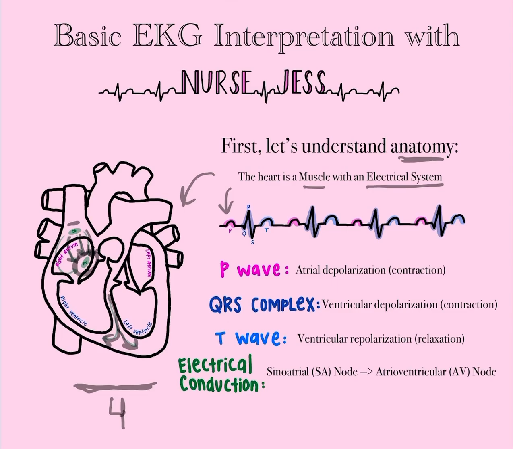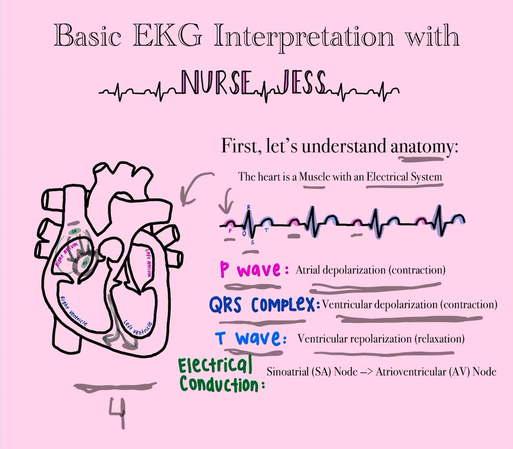Now, how does that electricity look on an EKG strip? We're going to start with our P wave. So when our atriums depolarize or contract, we're going to see a P wave, as you can see in pink here. They are small, uniform, and they come right before our QRS complex, which is our ventricular depolarization or contraction. Lastly, we're going to have our T wave, and our T wave is when our ventricle relaxes or repolarizes. This will come after QRS.